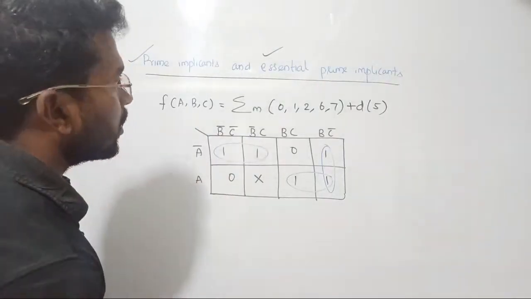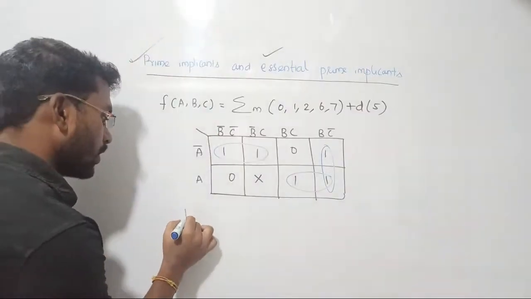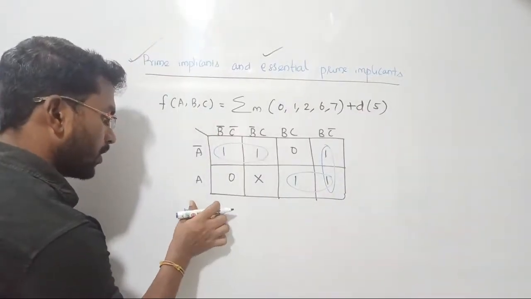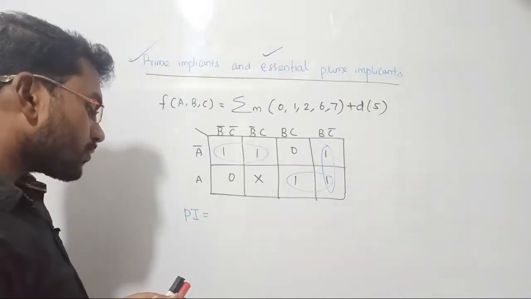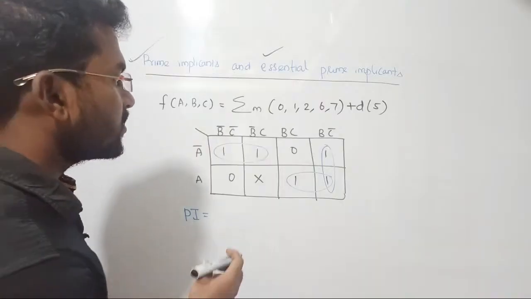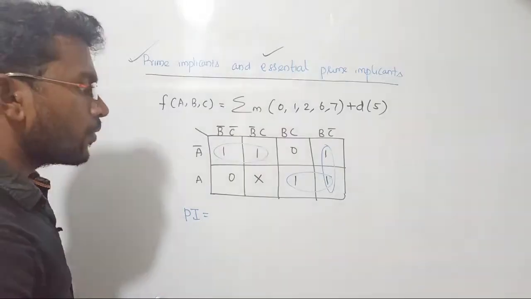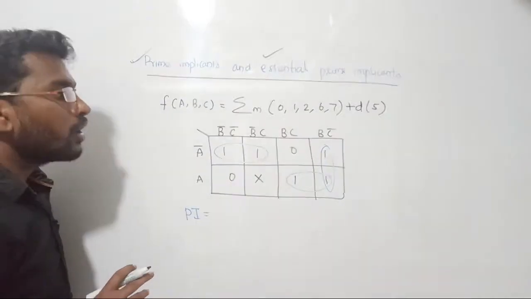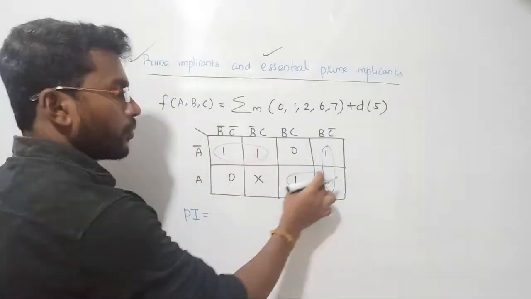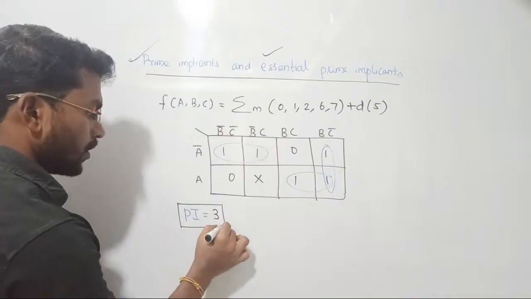Now the conclusion is, let us discuss the prime implicants. We have to write down the number of prime implicants. See, all possible groupings are simply called prime implicants. The number of groupings should be equal to the number of prime implicants. How many groupings are there? Grouping 1, grouping 2, grouping 3. So the prime implicants are 3. First one is over.